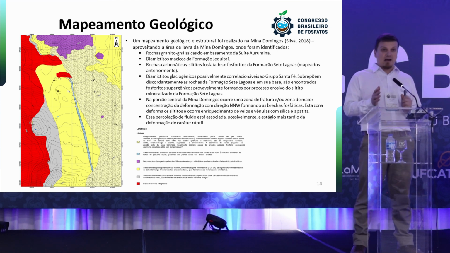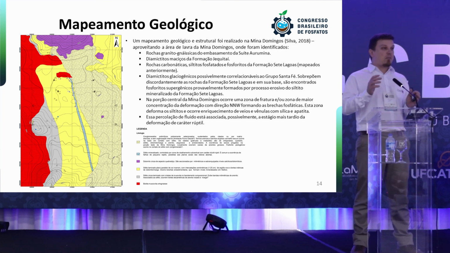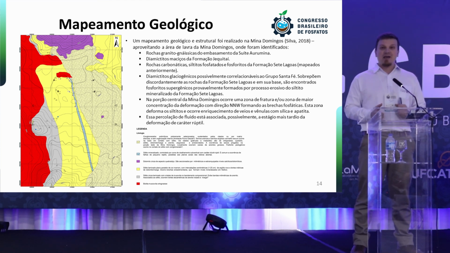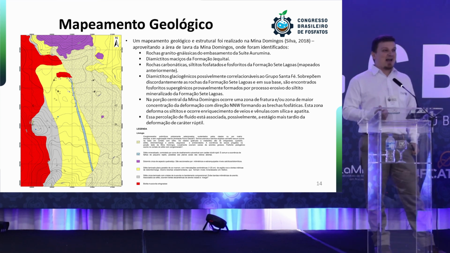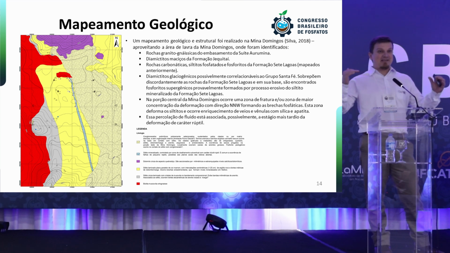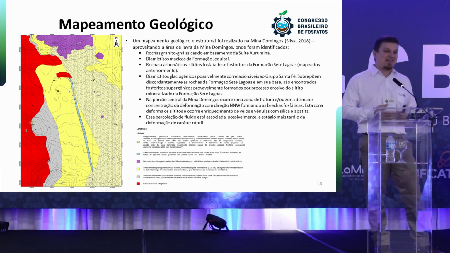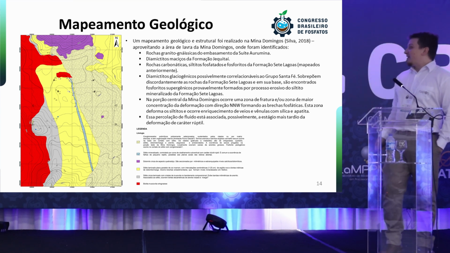And this conglomerate layer represented a high percentage of the Domingos mine. We didn't have any geochemical analysis of this. We didn't have a flotation study. We didn't have a beneficiation study. We didn't have anything, and we were working with 60% of the volume. The ore was going to the plant without us knowing it well.